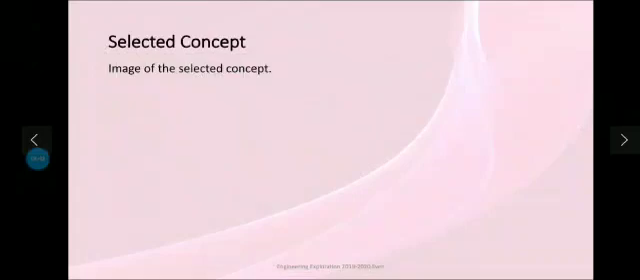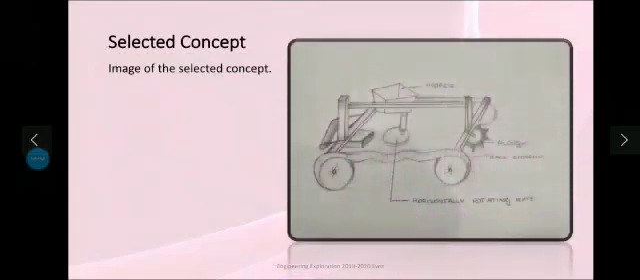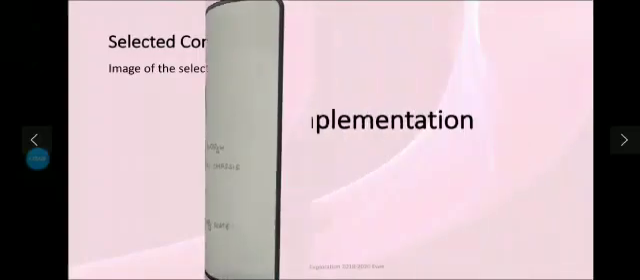Image of the selected concept among these generated concepts. Here a rotating disc is present which is placed horizontally, and for mobility wheels are used. A hopper to store the seeds, a plow to dig the soil, and a seed coverer to cover the seeds.